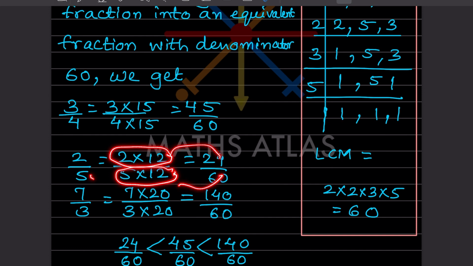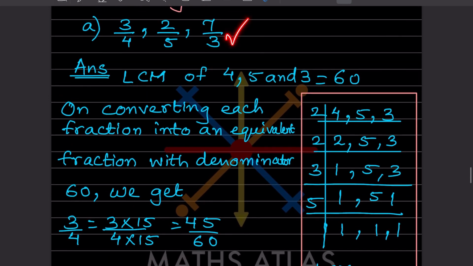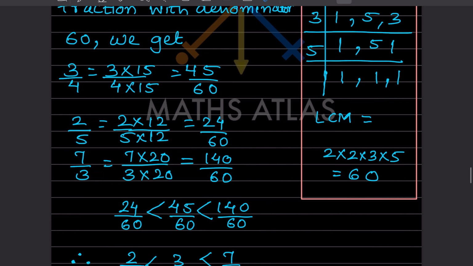So 24 here. Now you will take the third number, 7 by 3. Here again you are going to make it 60. 20 times 3 is 60. So this is 20, and here also it will be 20. That is 140 by 60.